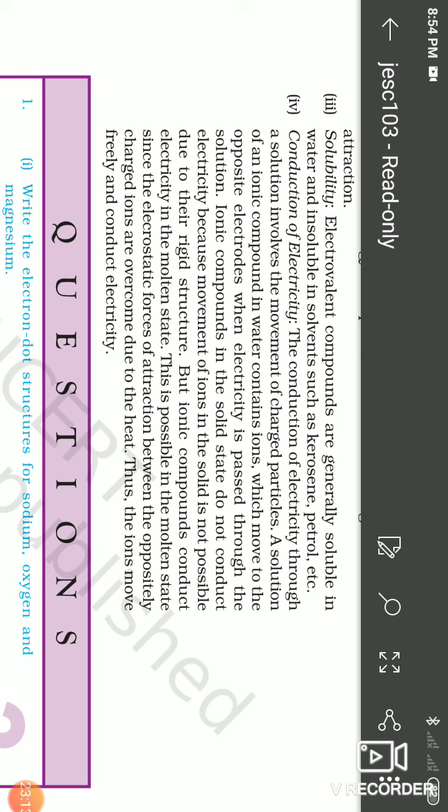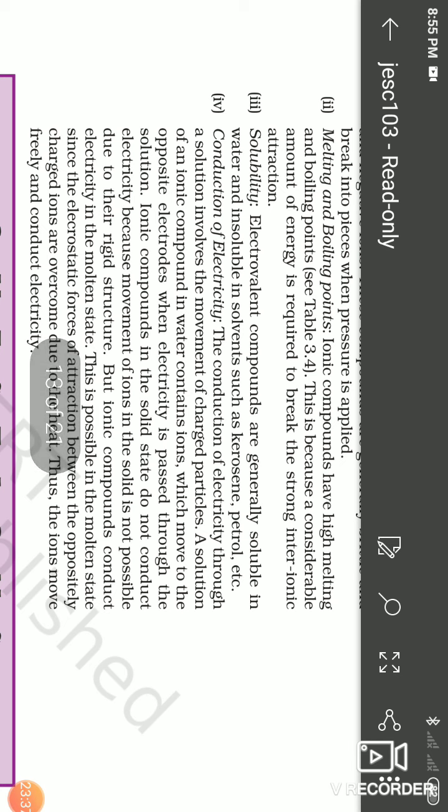Bye bye, today we stop here. In this period we discussed ionic compounds and their properties, the reaction between metals and non-metals. In ionic compounds, the most important properties are the physical state, solubility, conduction of electricity, melting and boiling point, and so on.